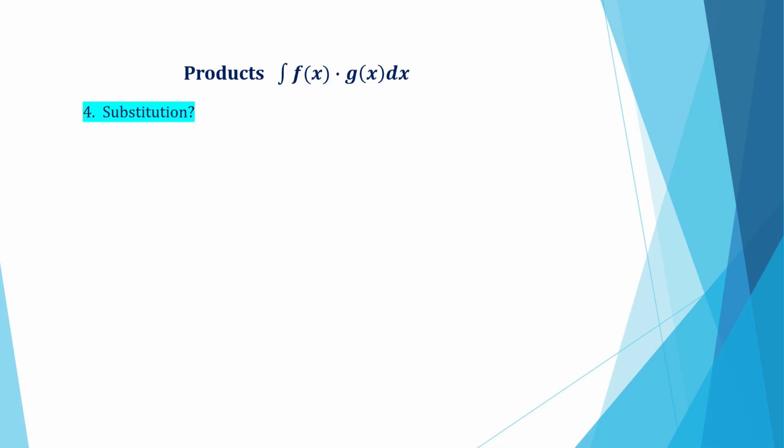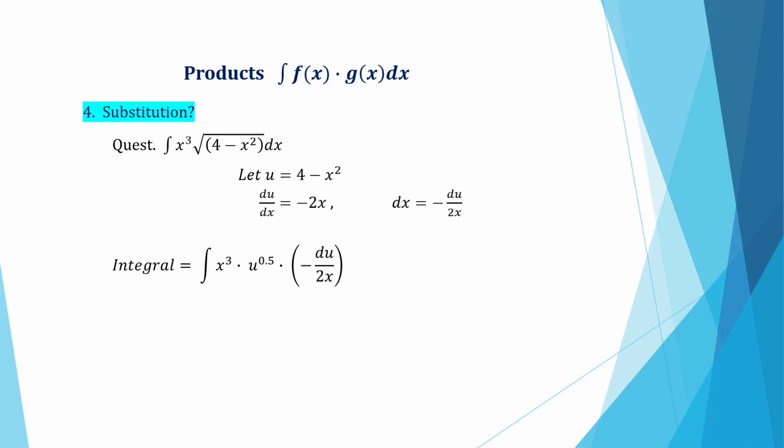When we make a substitution, we tend to look at the most complicated part and say, let's simplify that bit. Let's simplify it by writing u equals 4 minus x squared. We differentiate, we separate to get dx equals, and then we can rewrite the integral.